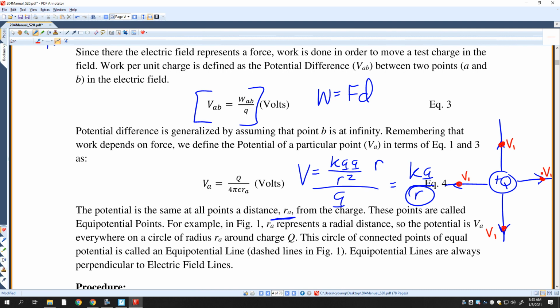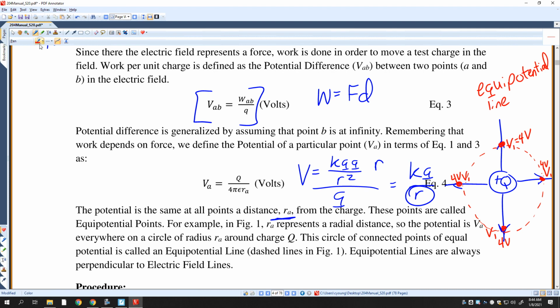Likewise, all along here, at a line that is the same distance from that charge, the potential is always the same. This is called an equipotential line. Along that line, the potential is always the same. So let's say, for example, the potential here is 4 volts, or 4 joules per coulomb. Those are the SI units for voltage, joules per coulomb, or volts. Then over here is going to be 4 volts, over here 4 volts, and over here 4 volts.